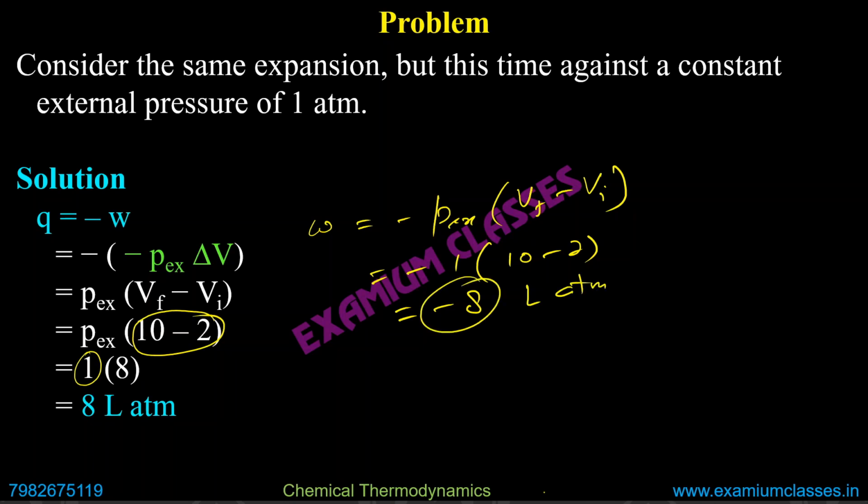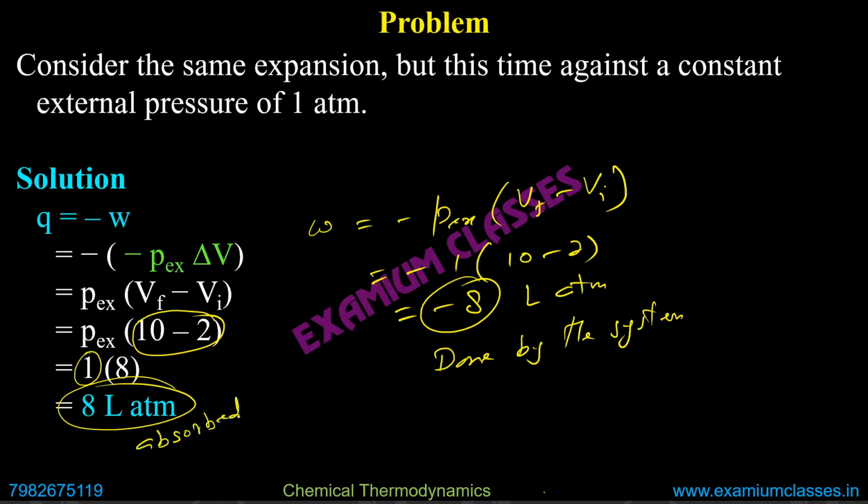And it is negative. It means it is done by the system. Q is plus, it means heat absorbed by the system. This much heat is absorbed by the system. Positive means on the system, to the system. Negative means done by the system, from the system.